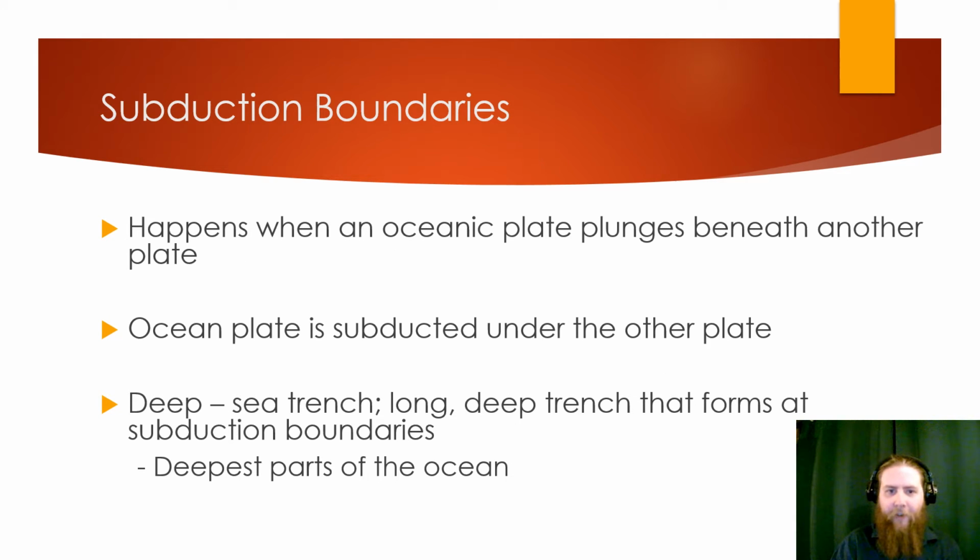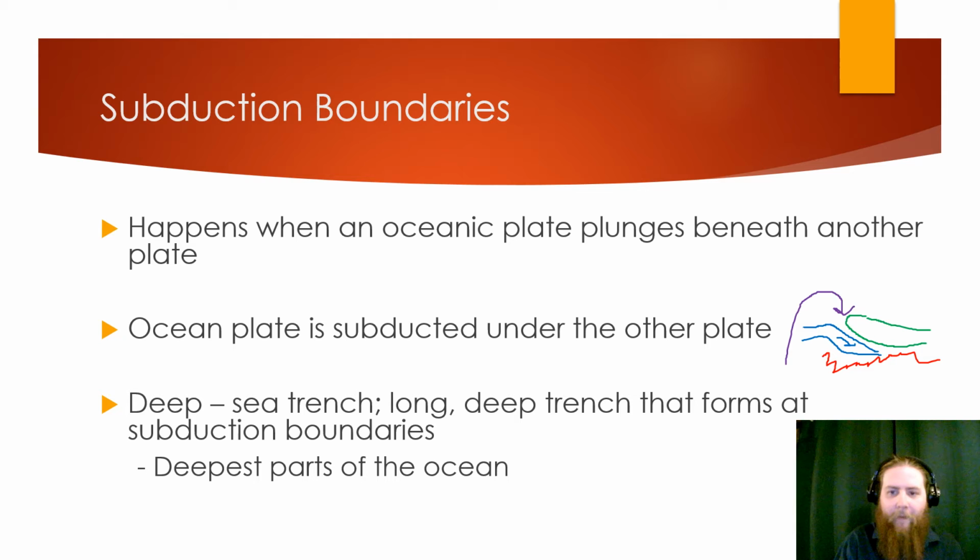So in subduction boundaries, this is what happens when one plate is plunging underneath the other. As this happens, it is always going to be an oceanic plate being subducted. Oceanic plates are denser, so they're going to go underneath another one. Let's say, for example, we have this nice continental plate sitting here. This oceanic one is going to push its way underneath, back down into this boiling hot magma down here. At the place where they meet, we call this a deep sea trench.